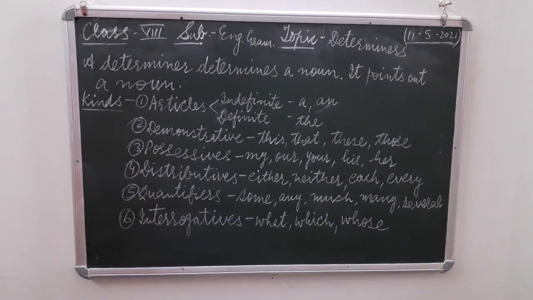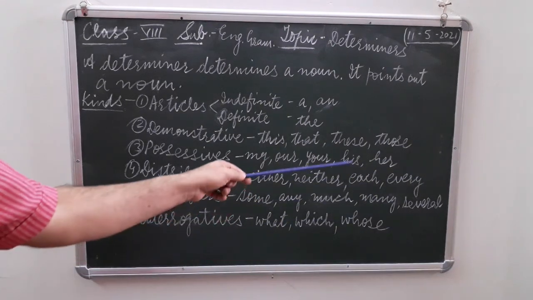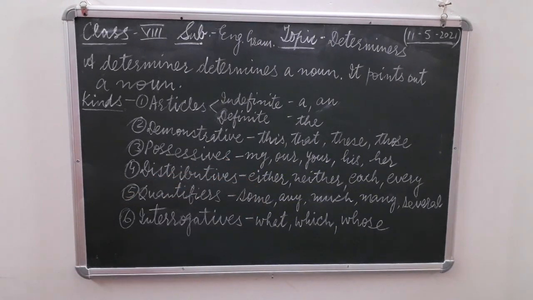Next, our. It is our house. That is your pencil, which is lying on the table. Next, it is his copy. Next, that is her lunch box. Got it? So possessives are used in this way.